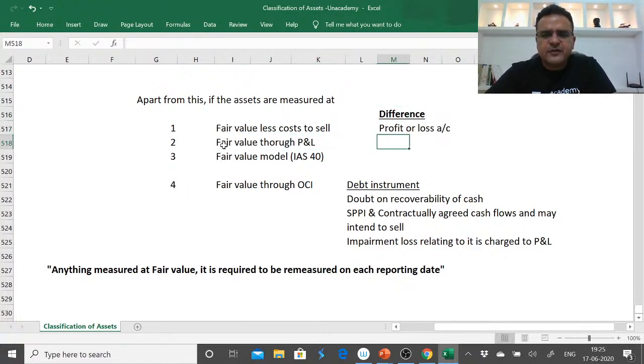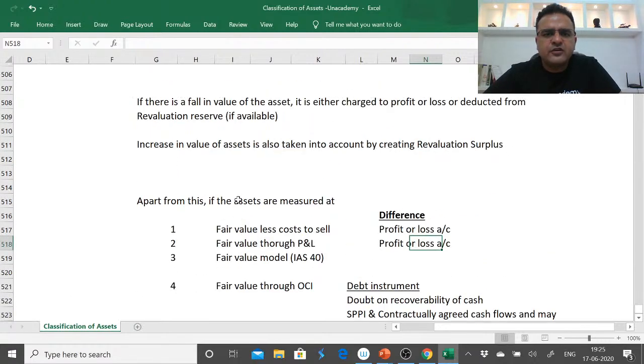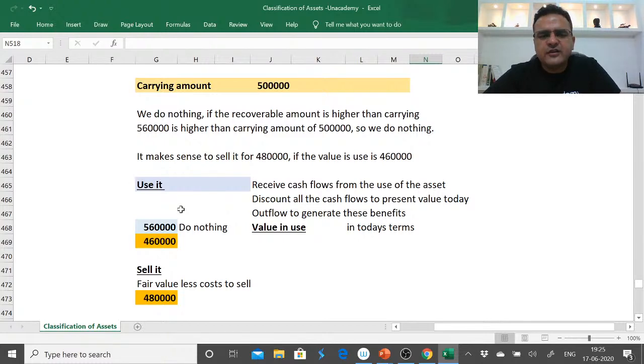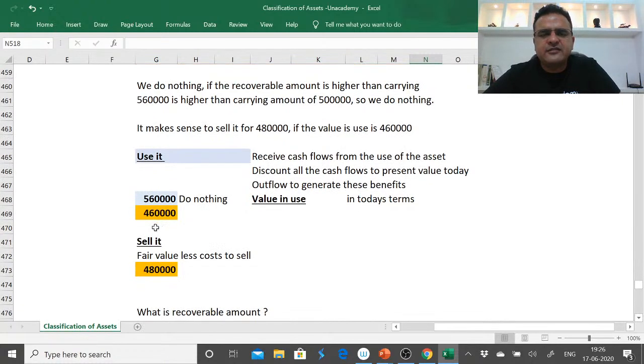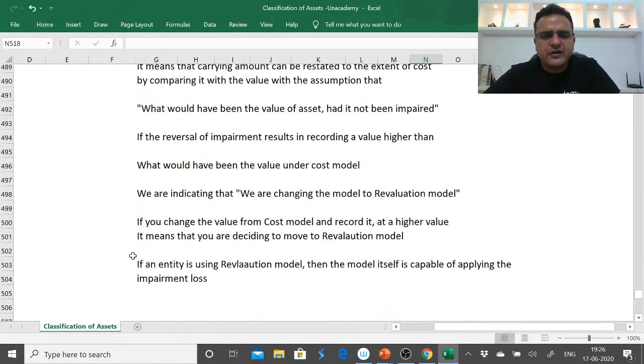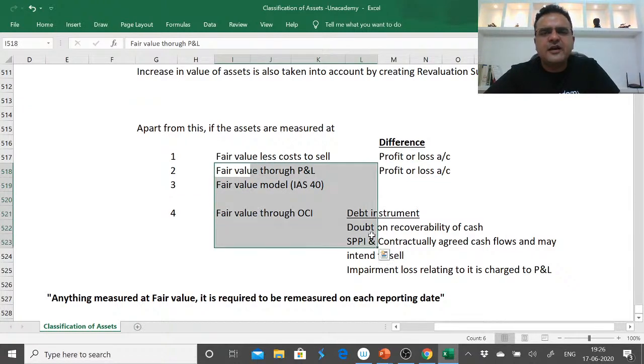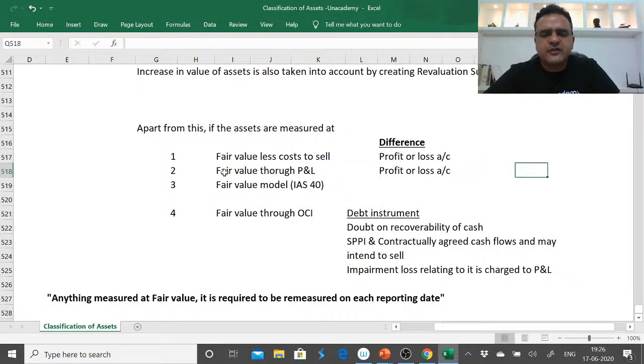If it is measured at fair value through P&L, then also the difference is taken to P&L. These are items mainly which are held for trading. Now if the intention is held for trading, then again we do not intend to use them. The use-it route gets ruled out. The only way left to recover the value is to sell it. So impairment of assets is not needed, because we plan to recover the value by selling it. So if there is any change in value from the beginning of the year to the end of the year, that difference is also taken to P&L.